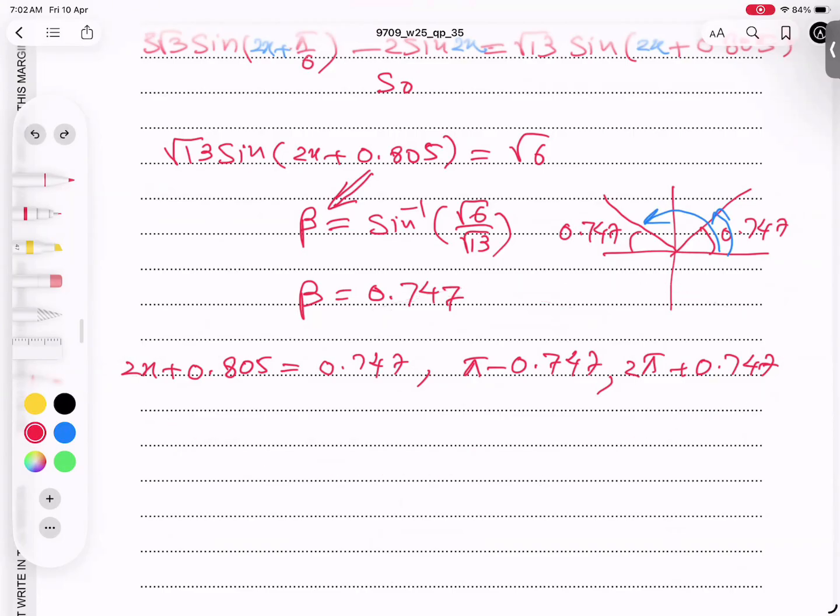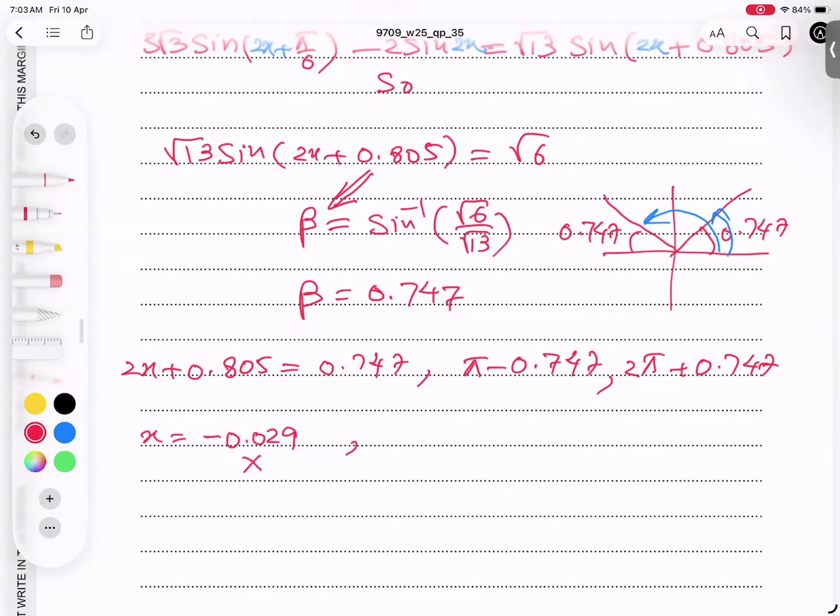So answer number 1, which I'm checking, is 0.747 minus 0.805, because this is subtracting and divided by 2, which is giving us a negative answer. Repeat again, 0.747 minus 0.805, divided by 2. We are getting negative 0.029, which naturally is not possible, out of range.